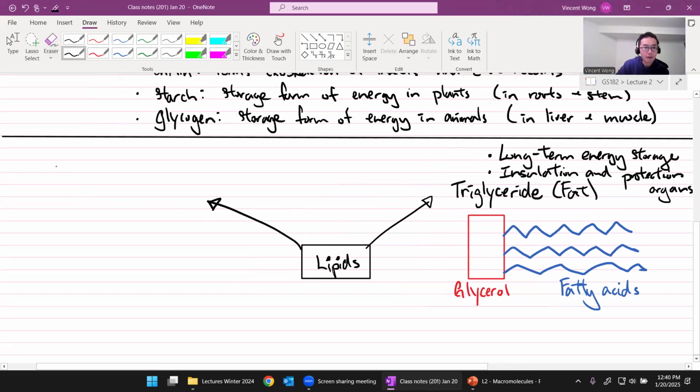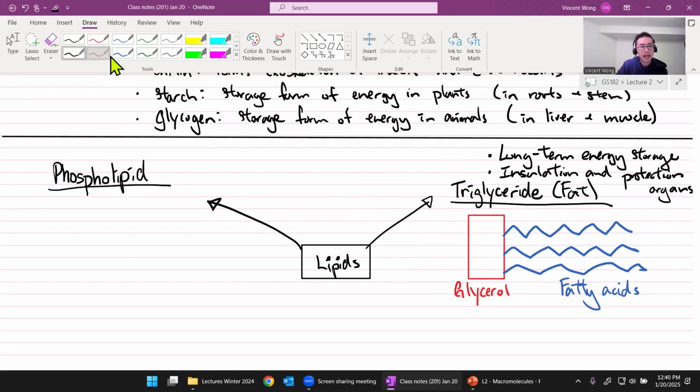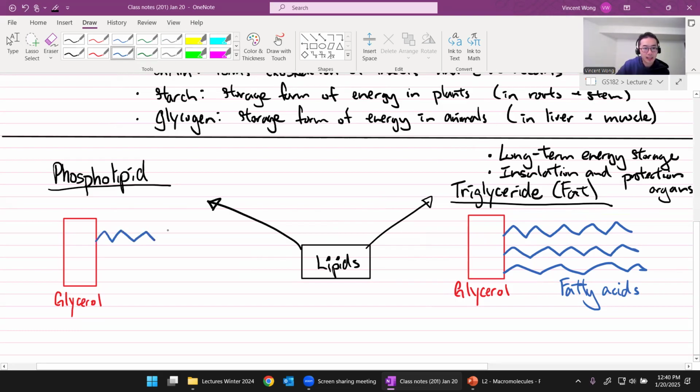Now we're going to do another one here. It is called phospholipid. So phospholipid has similar components. You're going to have the glycerol. And again, I know I say this all the time, but please try to use color and follow along. The notes will make so much more sense if you do that.